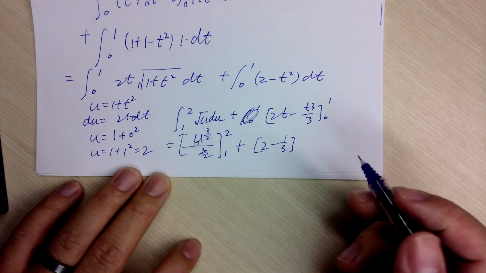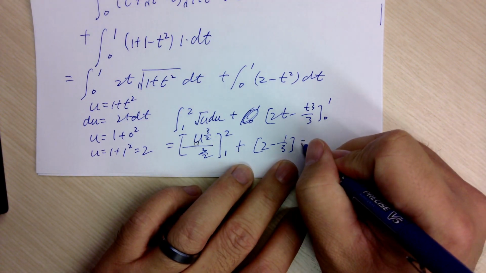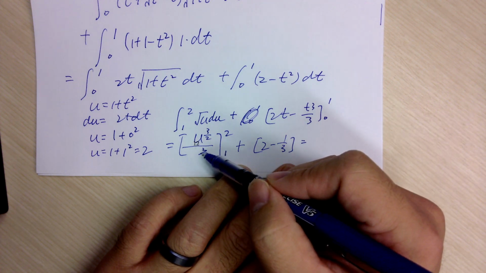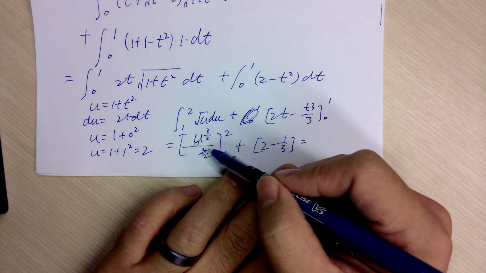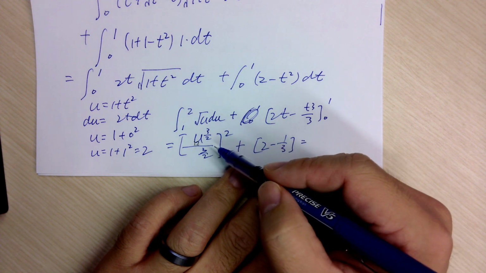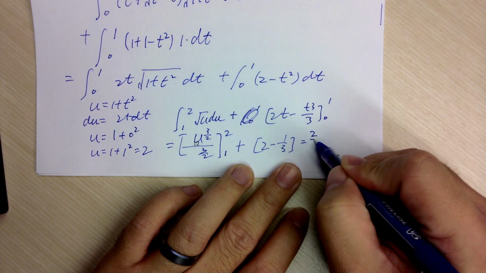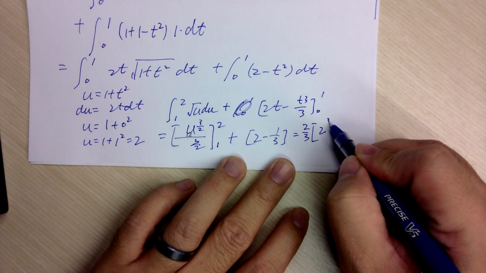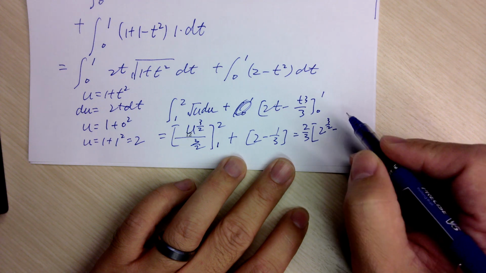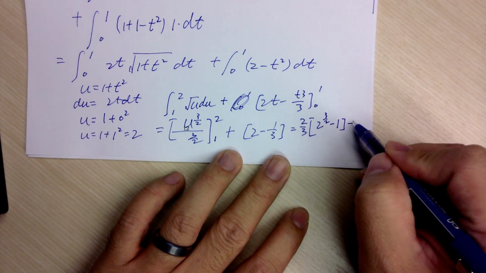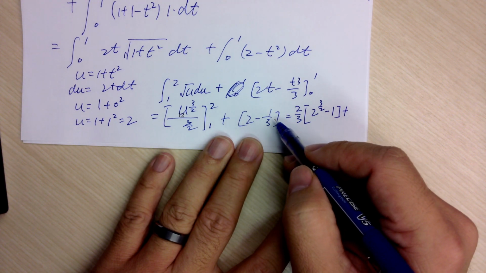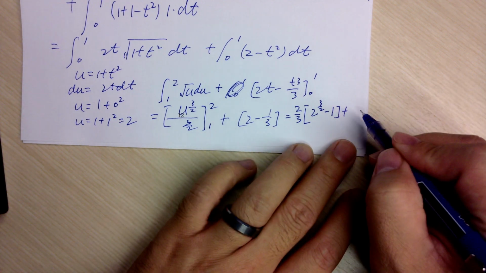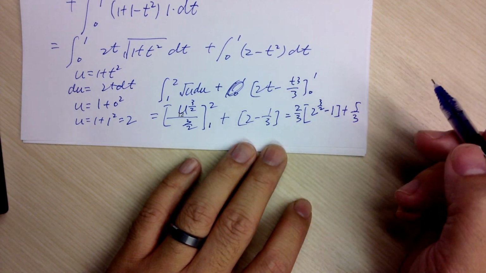So if you simplify a little bit, we can factor the 1 over 3 halves out, which gives us 2 over 3 times 2 to the power of 3 halves minus 1, and then plus 2 minus a third, which becomes 5 over 3.